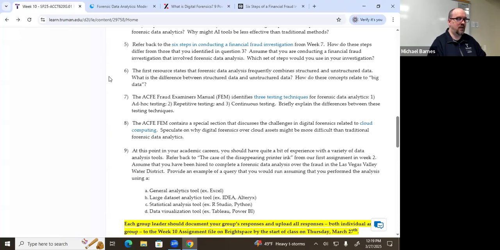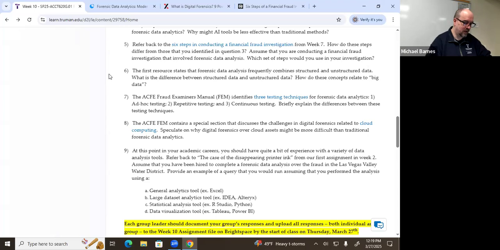All right. ACCT Fraud Examiner's Manual identifies 3 testing techniques for forensic data analysis: ad hoc testing, repetitive testing, and continuous testing, which, by the way, you didn't need to have the ACCT Fraud Examiner's Manual, but it made things much easier to be able to do this. So briefly explain the differences between these testing techniques. Lotus, what'd your group say on this one?